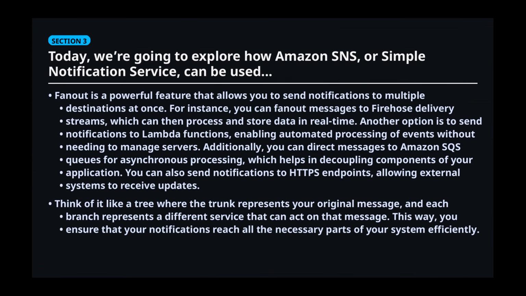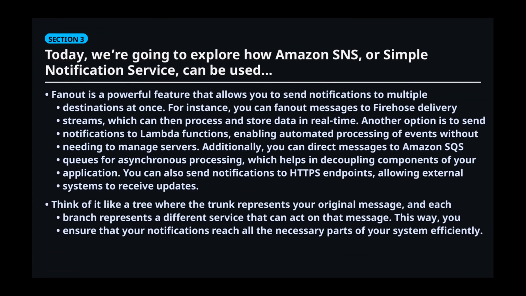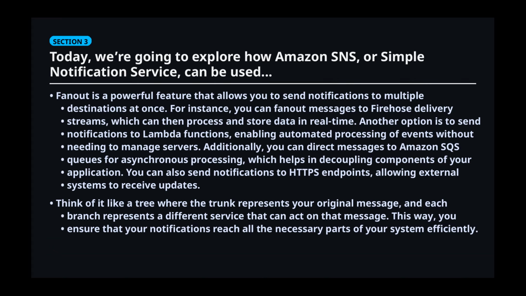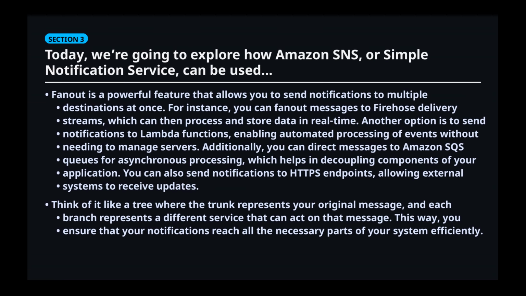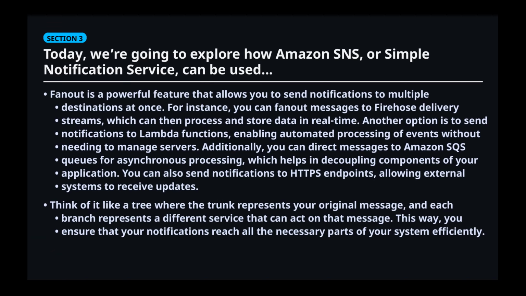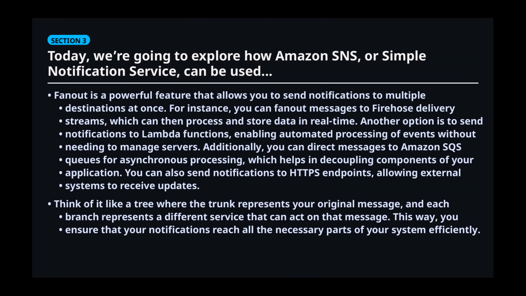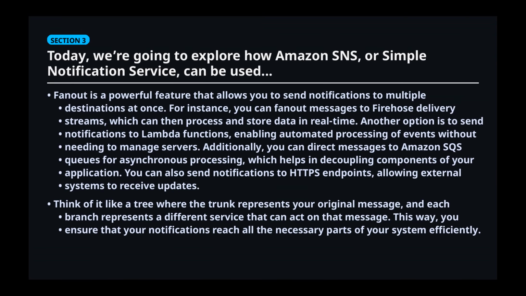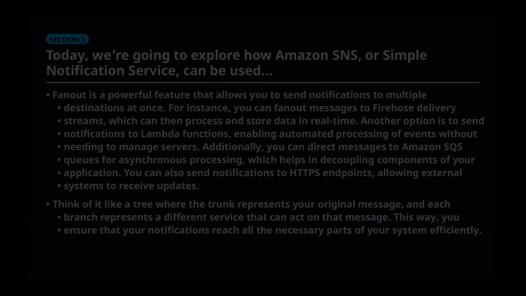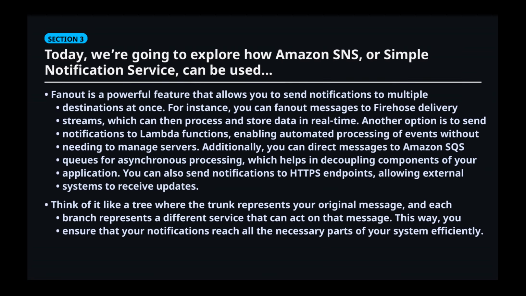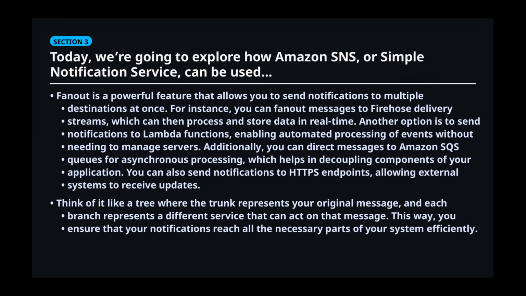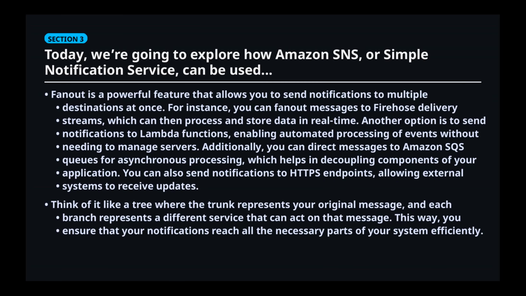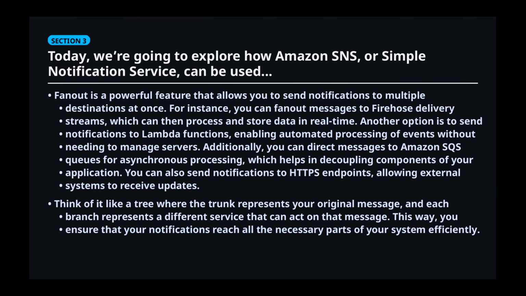Fan-out is a powerful feature that allows you to send notifications to multiple destinations at once. For instance, you can fan out messages to Firehose delivery streams, which can then process and store data in real time. Another option is to send notifications to Lambda functions, enabling automated processing of events without needing to manage servers. Additionally, you can direct messages to Amazon SQS queues for asynchronous processing, which helps in decoupling components of your application. You can also send notifications to HTTPS endpoints, allowing external systems to receive updates.